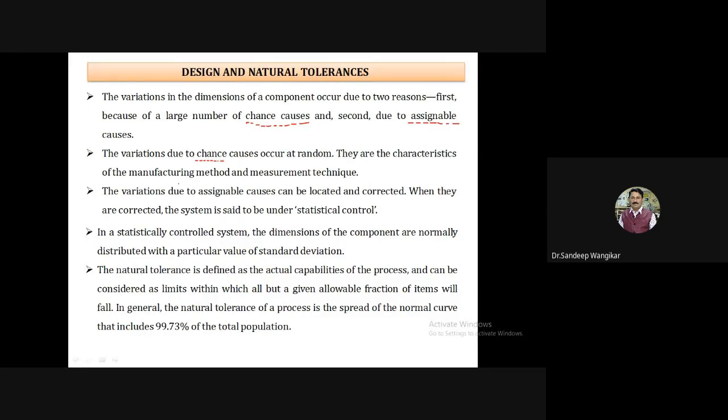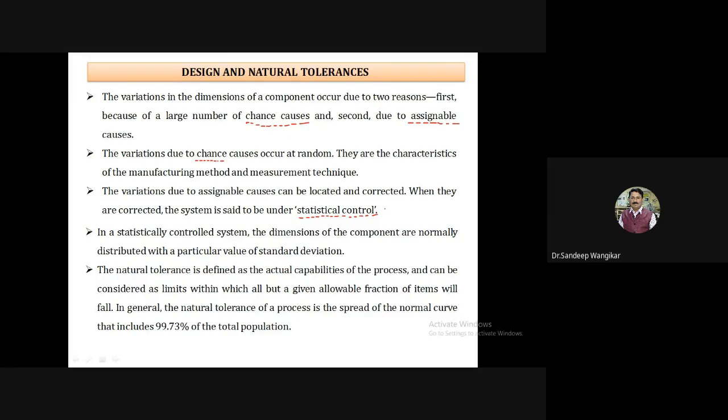So assignable causes, we can locate that this is the cause, and we can correct it. And if all assignable causes are corrected, then the system is said to be under statistical control. So if any assignable cause is there, it is identified, located and corrected, and further that cause will not happen once again. And whatever all assignable causes are there, they are located and corrected, then the system is said to be under statistical control.